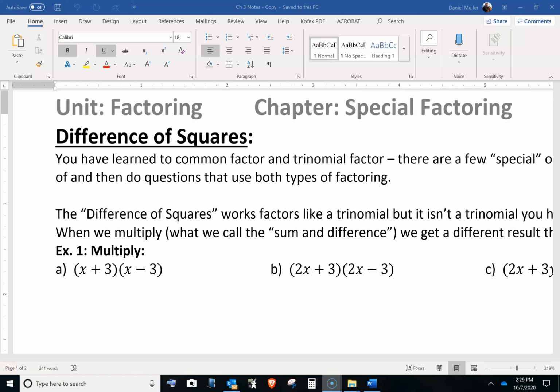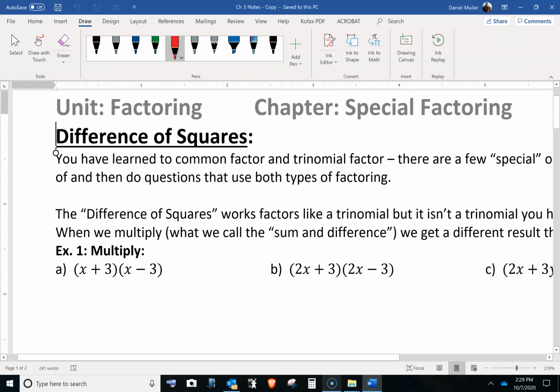Okay, so we're going to get into some more factoring here. But first we have some multiplying. And the reason we're doing that is just to kind of prove a point here. So we can multiply this.